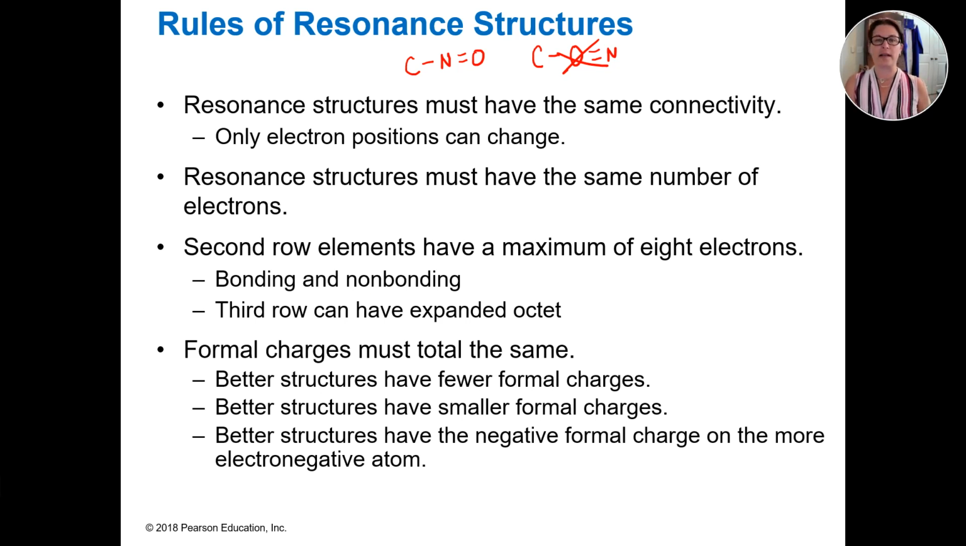They must have all the same number of electrons for each resonance structure. Second row elements have a maximum of 8 electrons, and this can be bonding or non-bonding. Third row elements can have what we call an expanded octet, meaning more than 8 electrons surrounding the central atom. Formal charges, the totals for all resonance structures must be the same. The best structures have fewer formal charges. Best structures have smaller formal charges. And the best structures will have the negative formal charge on the most electronegative atom.